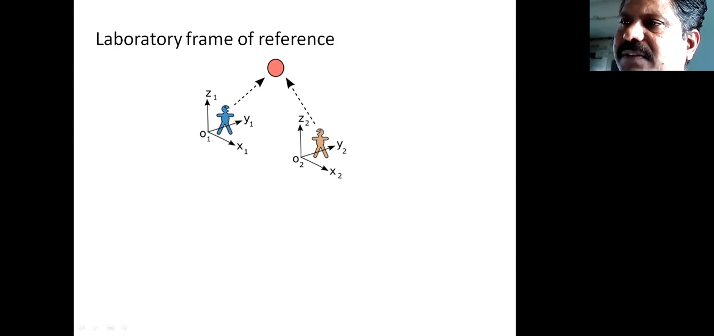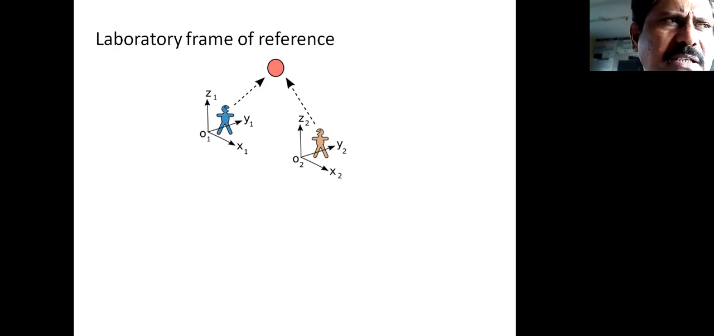That is a fixed point. Here, we know that there are three types of coordinate systems: the Cartesian coordinate system, the cylindrical coordinate system, and the spherical coordinate system. One of the simplest and best is the Cartesian coordinate system, that is, the x, y, and z system. Another thing is that there are two types of frames of reference: an inertial frame of reference and a non-inertial frame of reference.